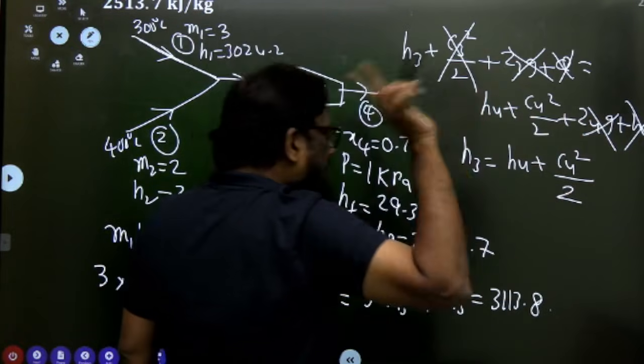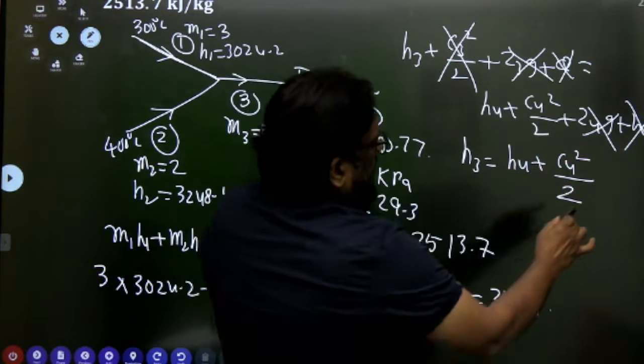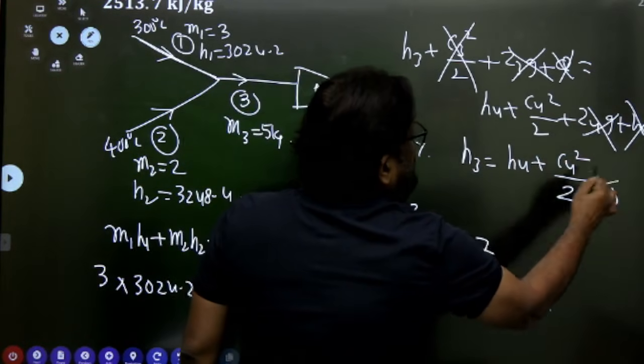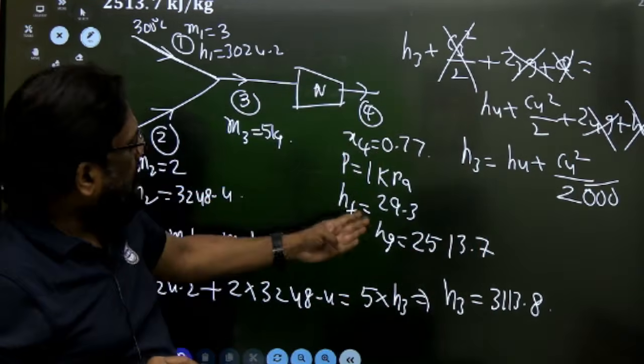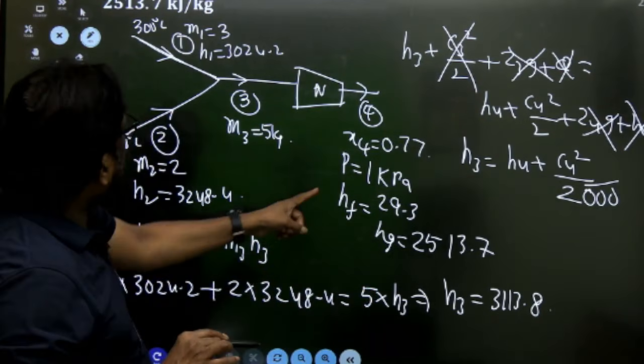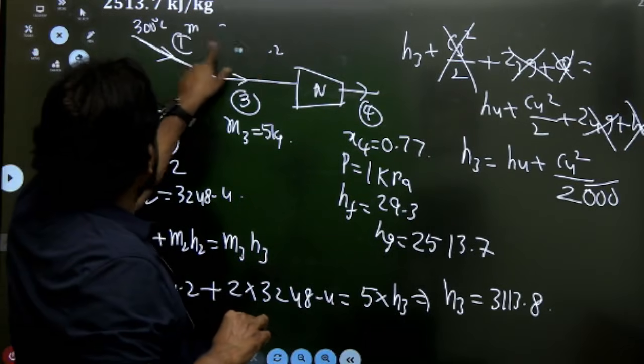But here you may be committing a mistake. As these are in kilojoule per kg, this should also be in kilojoule per kg. So it should be divided by 2000, which I explained clearly in class. Unfortunately, H4 is not known, but all the data is given. Can I calculate the enthalpy at point 4? Yes, why not? Of course we can calculate. Let's try once.